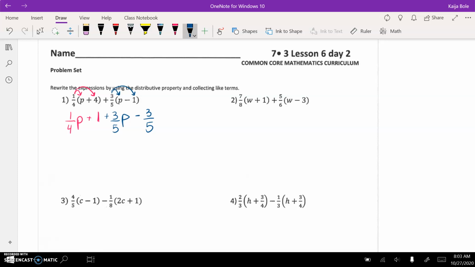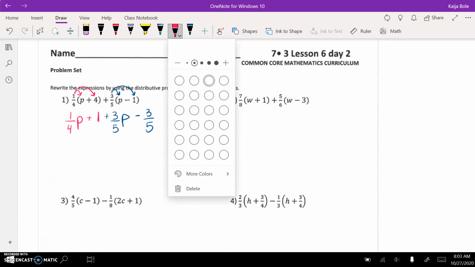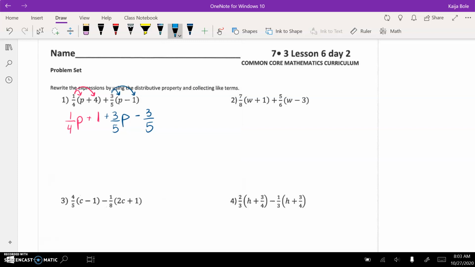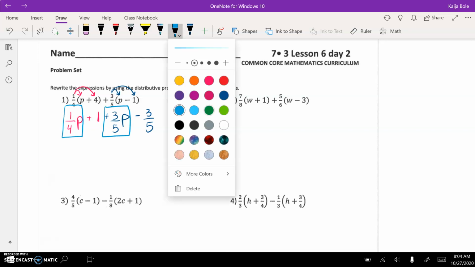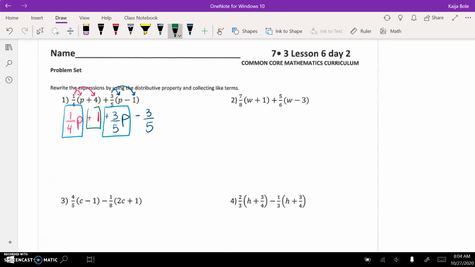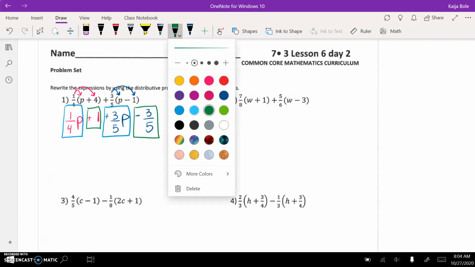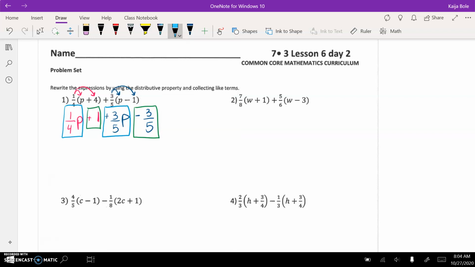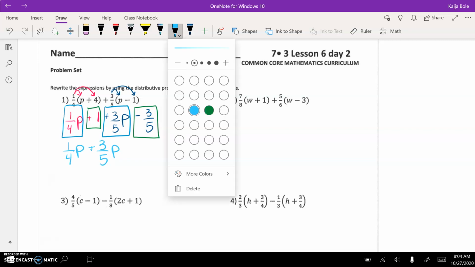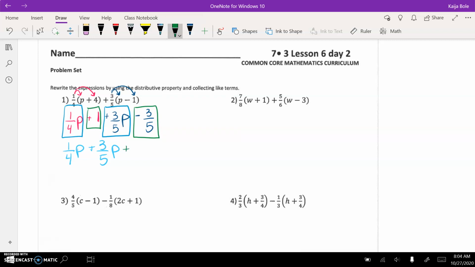Okay. Now this is where we need to come in and do some boxing and circling. And so we've got p's here. So here's a 1/4 p and a positive 3/5 p. And then we just have fractions. Those are like whole numbers. I have a positive 1 and a negative 3/5. So now I would take them and rewrite them. I would have 1/4 p plus 3/5 p. And then on the opposite side, I would have plus 1 minus 3/5.